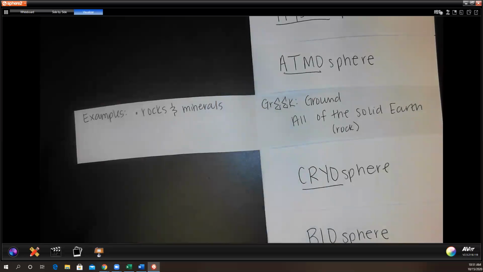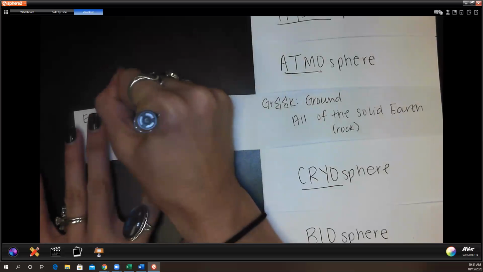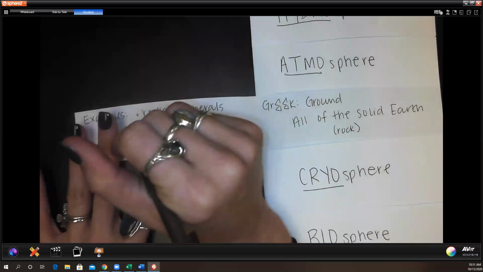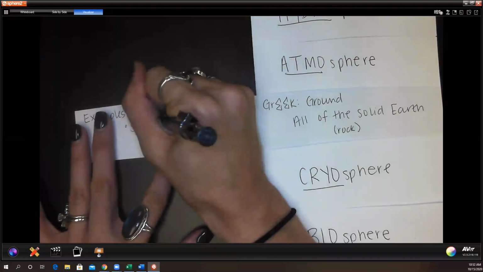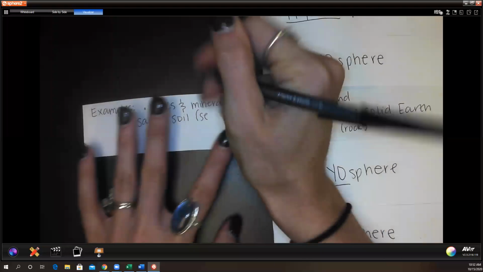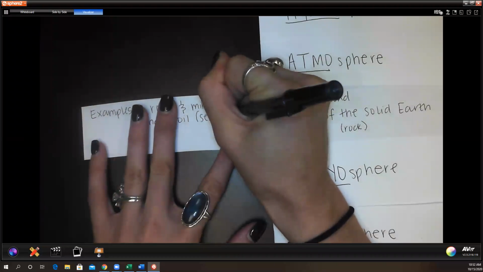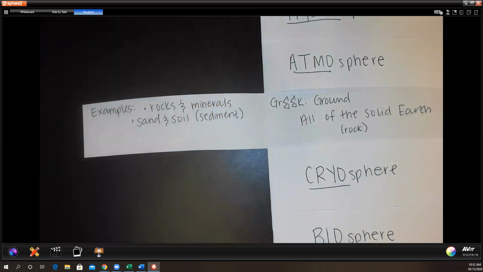So like sedimentary rock. So I also want to make sure we have sand and soil in there because people don't think of the beach, like the sand part, as part of the geosphere, but it is. So sand and soil or sediment, and that's how we get sedimentary rock, is when that sand and sediment is crushed together and held together under pressure for a long time.